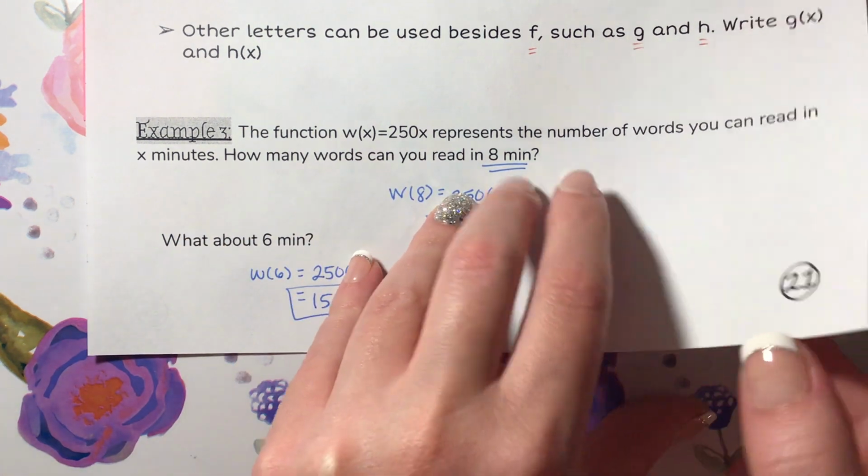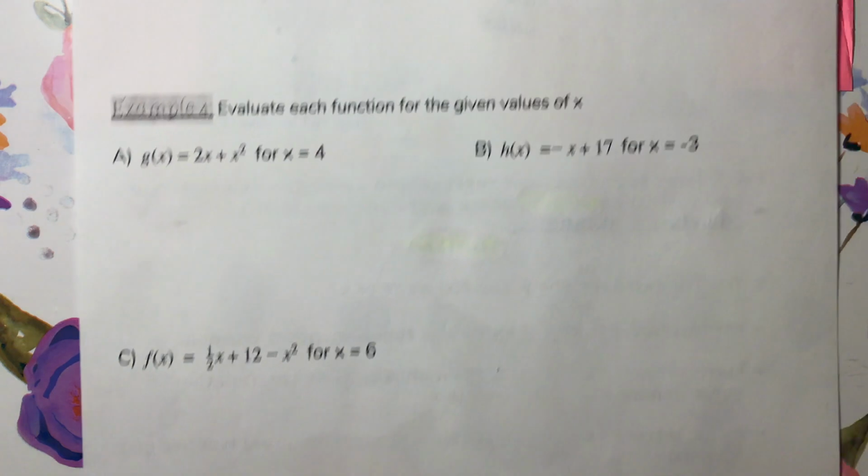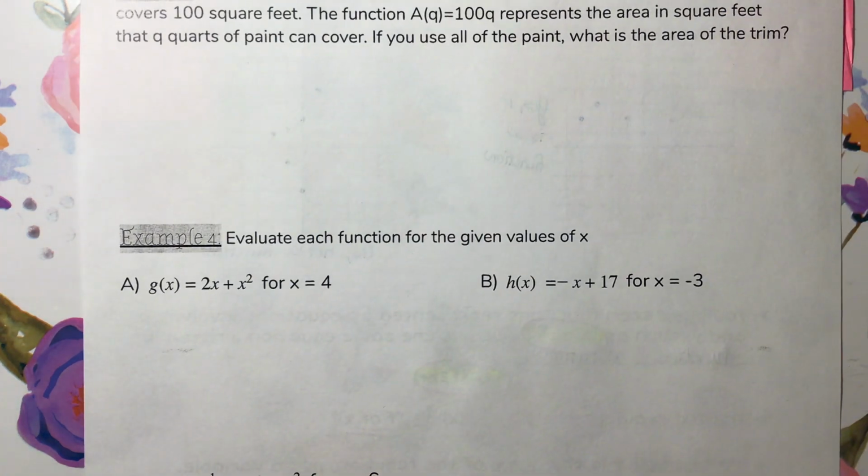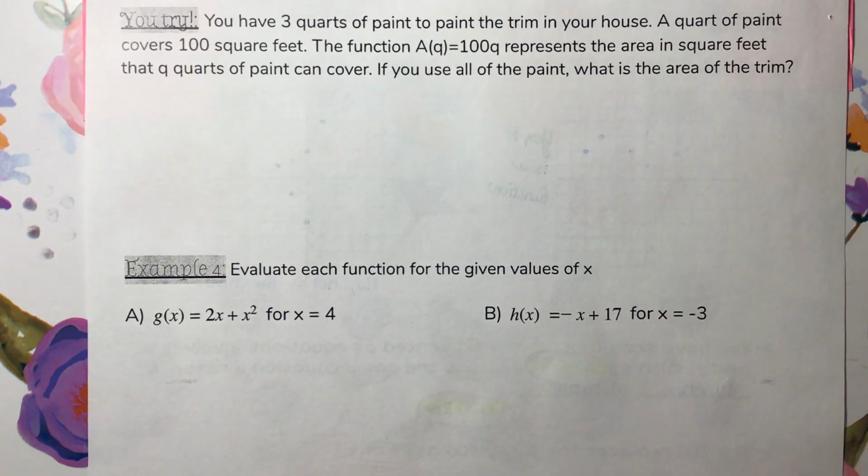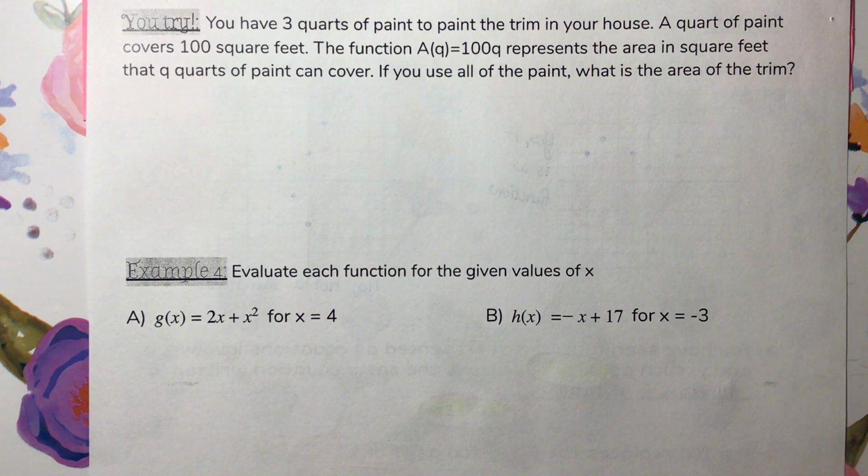We're going on to the back page. We are almost done. It says, you have 3 quarts of paint to paint the trim in your house. A quart of paint covers 100 square feet. The function A of Q is equal to 100Q represents the area in square feet that Q quarts of paint can cover. If you use all the paint, what is the area of the trim?